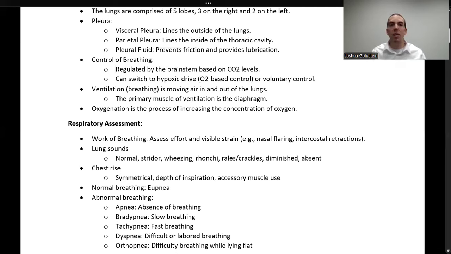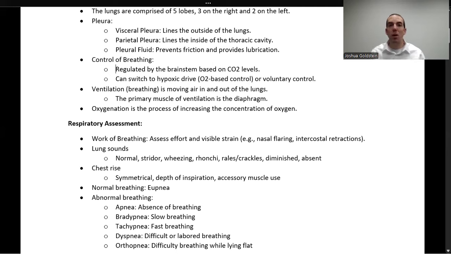And finally, absent breath sounds can be that the patient's not breathing, or if, let's say, I just listen over one spot, maybe this lung collapsed, and that's why I don't hear any breathing over there. Chest rise should be symmetrical, meaning both sides of the chest should rise and fall together. We should be assessing the depth of inspiration. Are they taking really small, shallow breaths, or are they taking normal, healthy breaths?